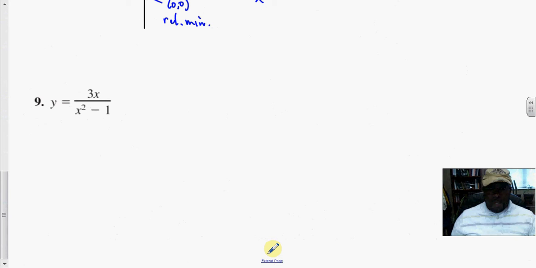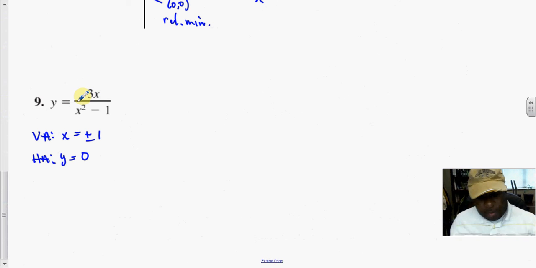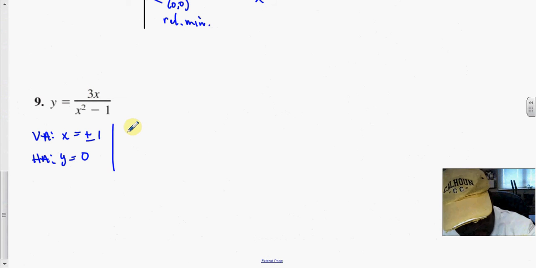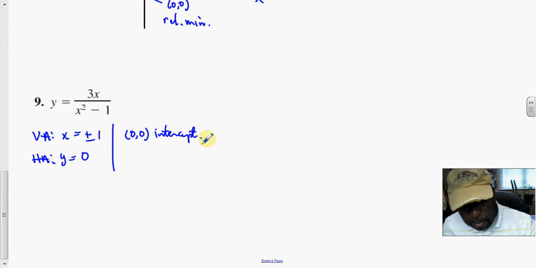What about this one? We have vertical asymptotes x equal to plus or minus 1. For the horizontal asymptote, we get the line y equals 0. That's the limit. We have an intercept at (0, 0). Let y equal 0, you end up with 3x equal to 0, so x equal to 0 there.